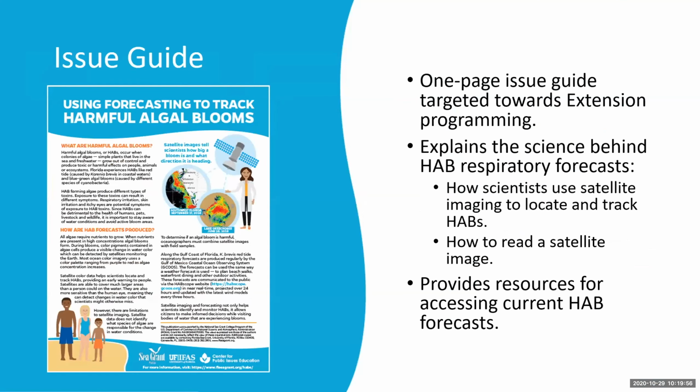The first print piece is what we call an issue guide. And in this case, this issue guide is related to informing individuals about how scientists use satellite imaging to locate and track HABs, which Betty has just mentioned in her part of the presentation, and how to read a satellite image if they're looking at this on the HABscope webpage. It also provides information and resources about current HAB forecasts.